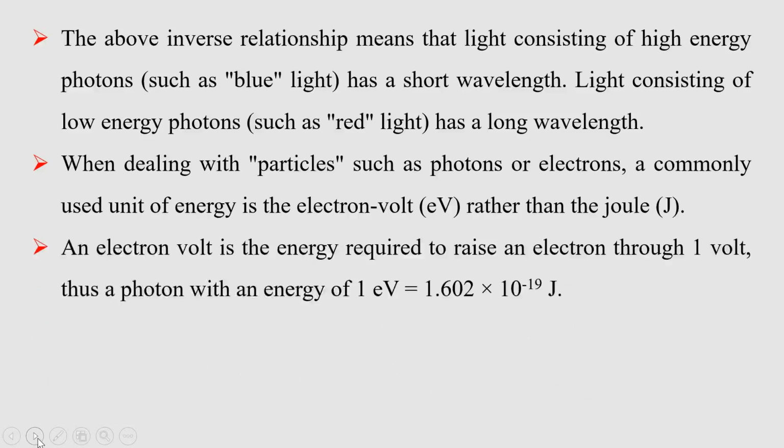An electron volt is the energy required to raise an electron through one volt. Thus, a photon with an energy of 1 electron volt is equal to 1.602 into 10 raised to minus 19 joule. Means 1 electron volt is equal to how many joules? That's one: 1.602 into 10 raised to minus 19 joule is equal to 1 electron volt.